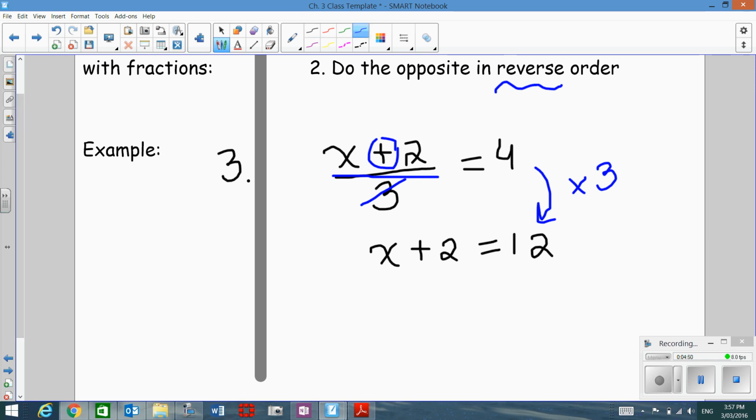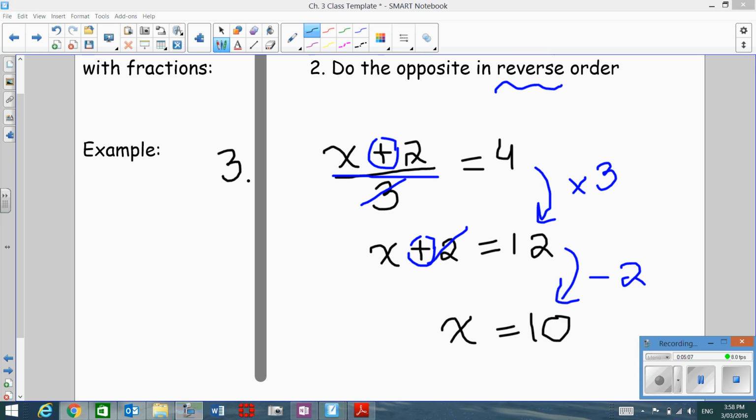Let's do it one more time. I am adding 2 to x, so now I'm going to subtract 2 to undo that last step. That will get rid of my positive 2. And now I just have x is equal to, and I have 10. All right, so I'm undoing the steps that I just went through from today in class as well.